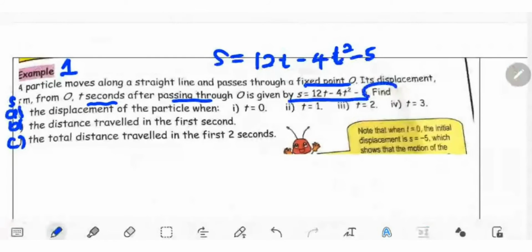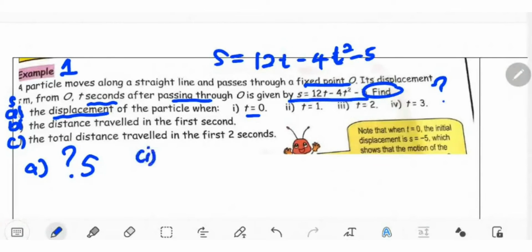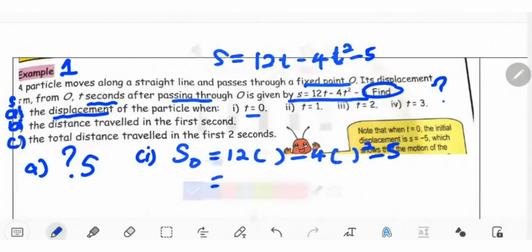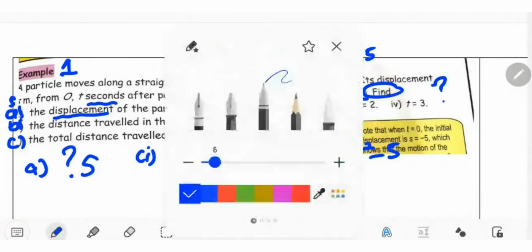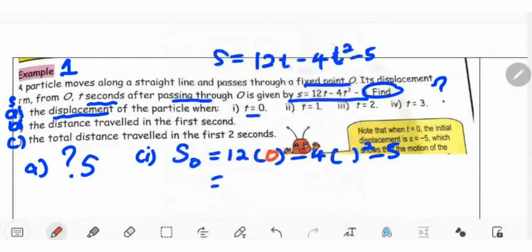The question asks you to find the first one, A, the displacement. What symbol? Symbol S. Of the particle when t equals 0, the first one you want to find S naught. So substitute t as 0. What do you get, girls? 3. 3. Meaning the particle is on the right or on the left? Right. On the right. Okay, next, the second one.